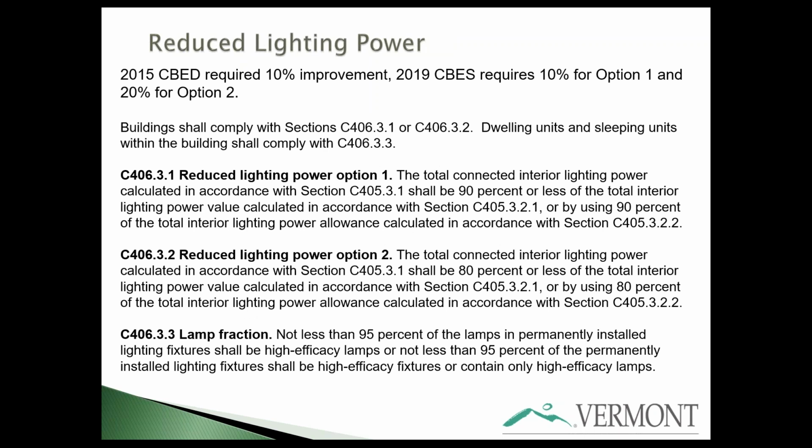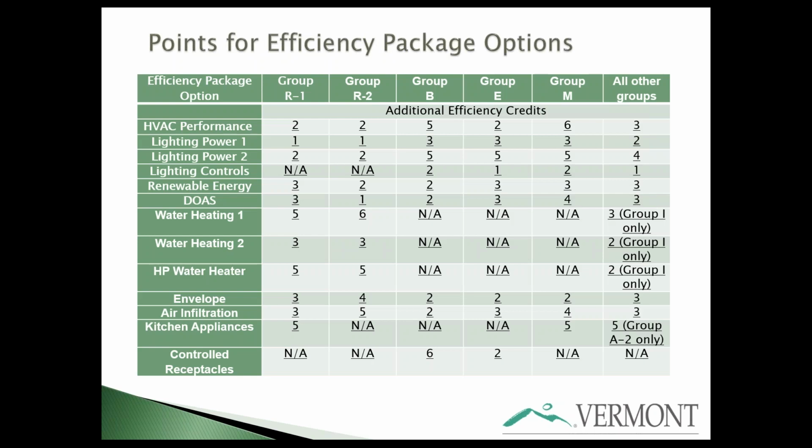But here we go. Reduce lighting power. In the current 2015 CBES, there's a typo there, it should say CBES, it required a 10% improvement, or 10% less lighting power density. 2019 CBES, you have option 1 where you're 10% better than the lighting power density requirement, or option 2 for 20%. So again, remember there was 3 or 5 points. So if you did 10% better than the LPD in 405, you would get 3 points. If you do 20% better, you get 5 points.